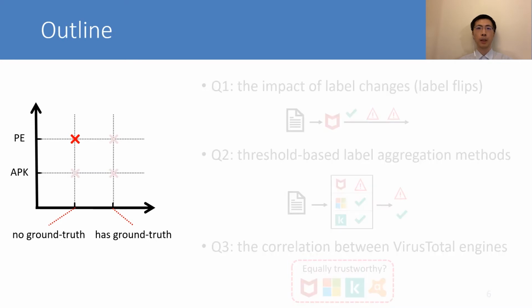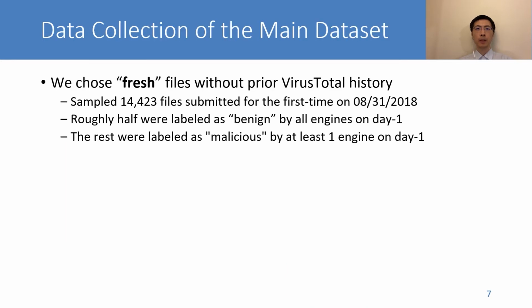Due to the time limit, I will focus on the large PE dataset. We call it the main dataset. Let's first see how we construct the main dataset. We use fresh files to build the main dataset to avoid the influence of earlier VirusTotal histories on the files. We randomly sampled more than 14,000 files that were submitted to VirusTotal for the first time on August 31, 2018.